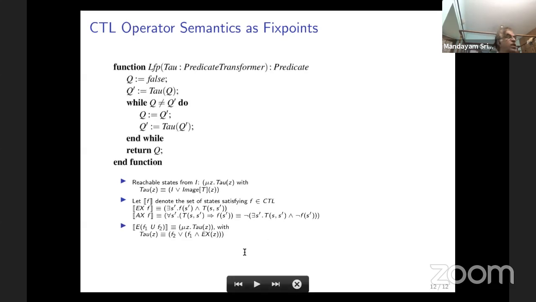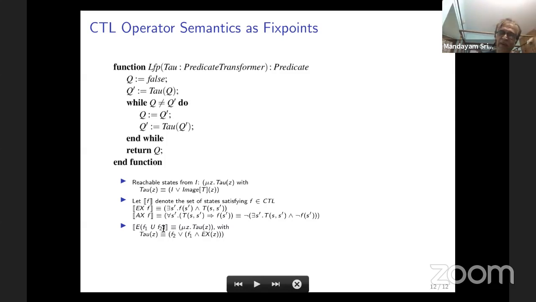So here is the first instance where I'm instantiating the fixed point calculating algorithm. EF union F2, E F1 U F2, is the least fixed point of this transformer. So what do you do then? You start with F2. Remember how you did it; sometimes it helps to look at the similarity.